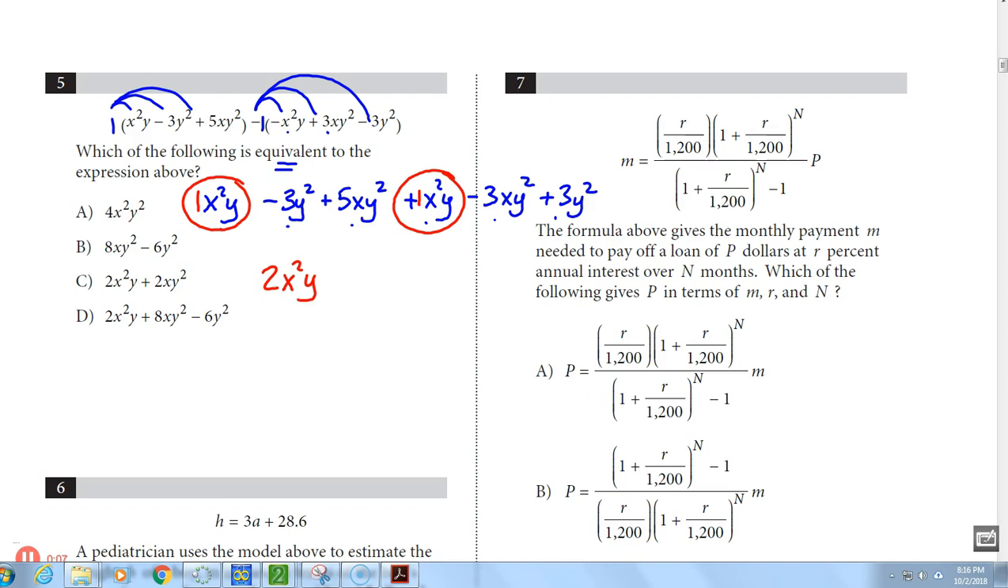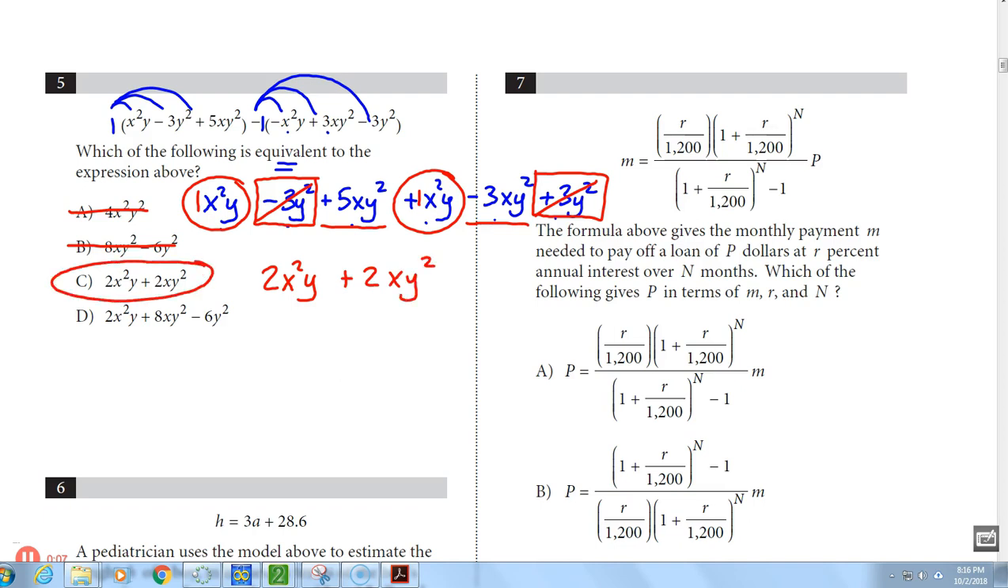Looking at my answers, I like to peek at my answers right now and eliminate ones that do not have a 2x squared y. So A and B are now eliminated. So worst case scenario, I at least have it down to a 50-50. But let's keep going. I have a negative 3y squared and a positive 3y squared. Those cancel each other out. So they're gone. And then finally, I have a positive 5xy squared and a negative 3xy squared. So positive 5 and negative 3 give me positive 2xy squared. So I believe the correct answer here is C.